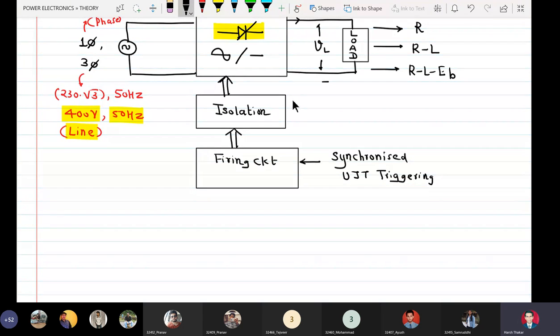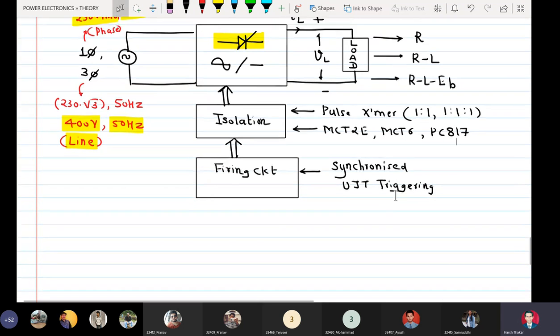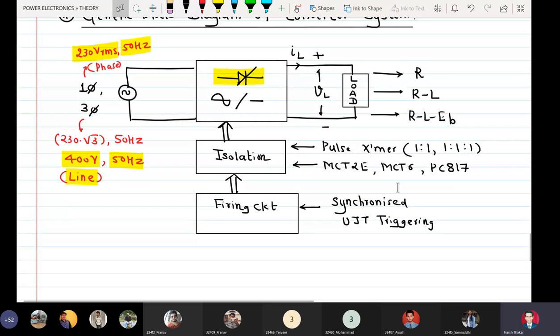The isolation here can either be a pulse transformer. You can have 1:1 or 1:1:1, or I can also use MCT2E single optocoupler, or MCT6, or I can also have PC817, any of them. So we have told the loads can be of three types, isolations used can be of two types, and firing circuit usually is synchronized UJT triggering. There are others also, but because it is not in the syllabus, I don't want to confuse the students.